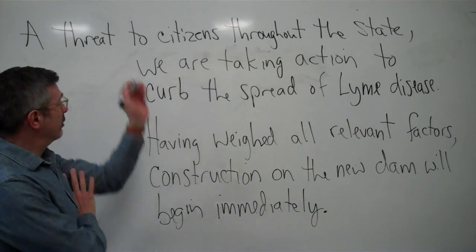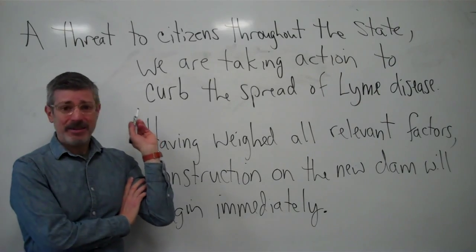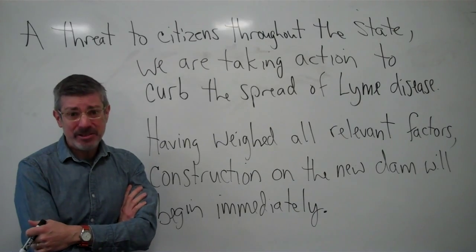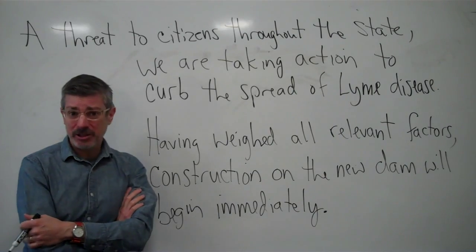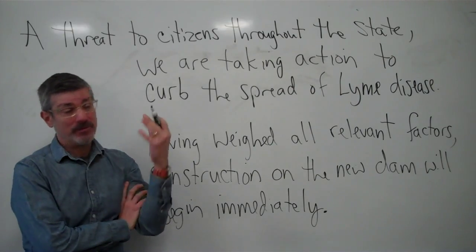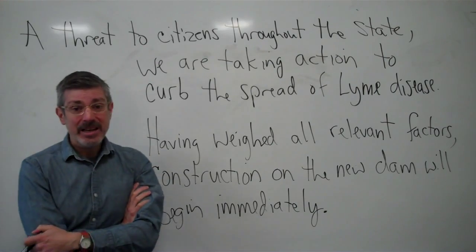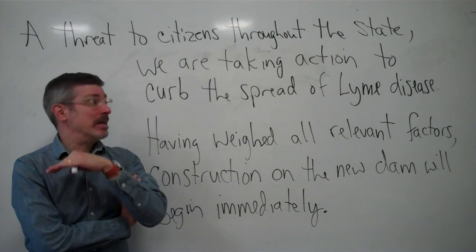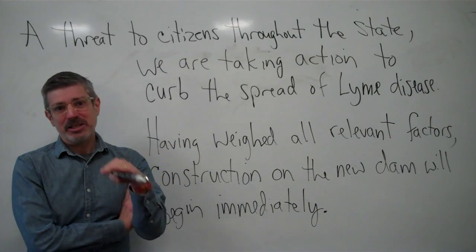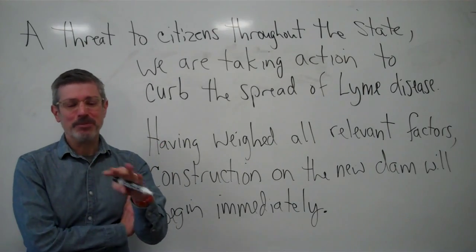But it has this appositive sitting right in front, and that means that the thing that follows the appositive has to be the thing that is a threat to citizens throughout the state. Namely, it would have to be Lyme disease. So if the sentence began this way, a threat to citizens throughout the state, the next words would have to be Lyme disease. So a threat to citizens throughout the state, Lyme disease is in our crosshairs as we attempt to curb its spread, or something like that.